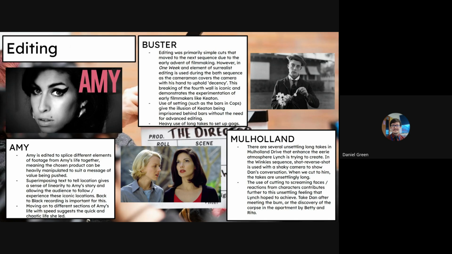So the bars, for example, at the beginning of Cops, where it looks like Buster Keaton's behind bars, but in reality, he's not. He's just outside the gates of his love interest. And there isn't any need for advanced editing in that section because they just use setting to help with editing.